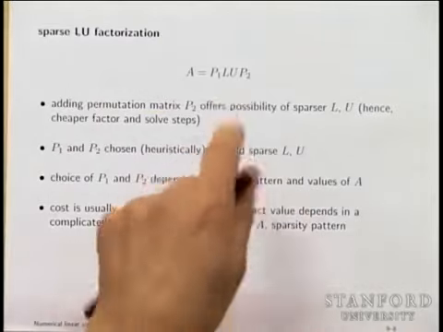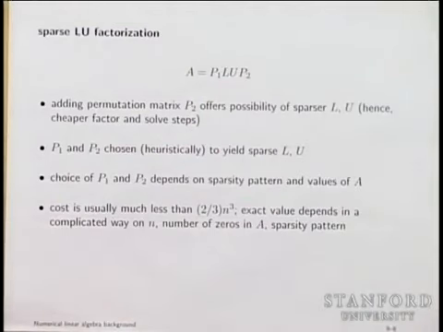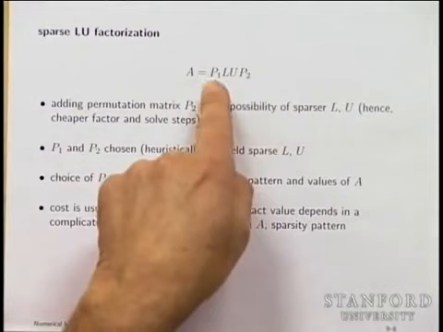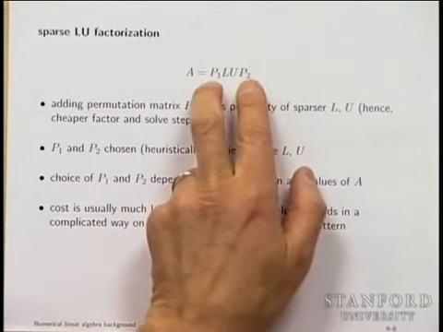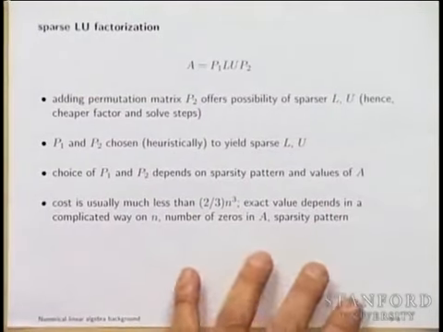If you can't find P1 and P2 that end up with a sparse LU, then it's all over. But in many cases, shockingly simple and naive algorithms will find permutations that give you a good sparse factorization.